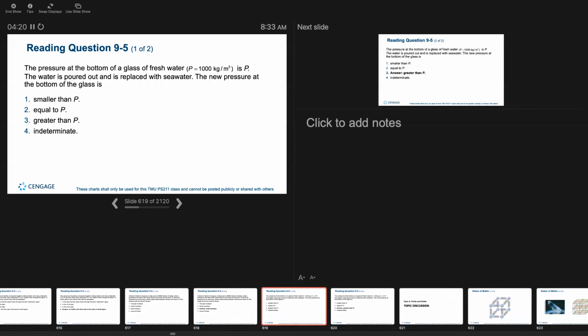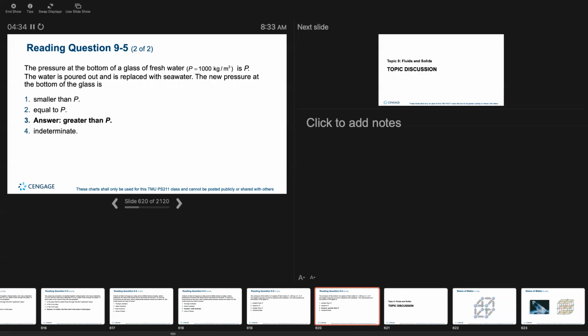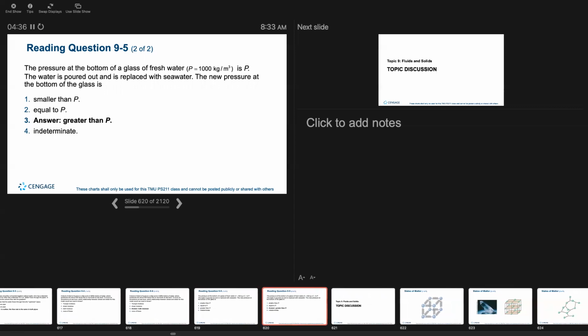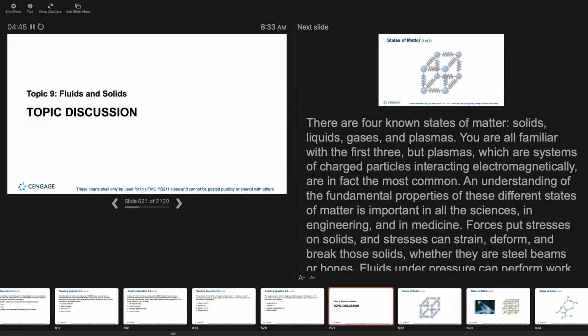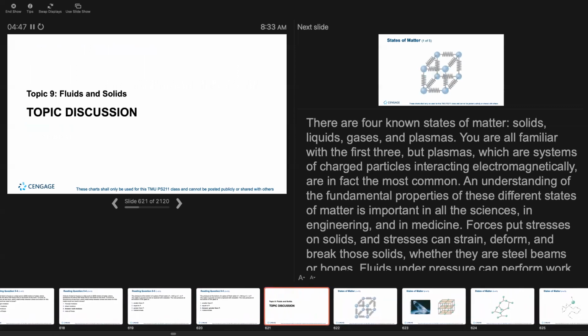So these are things that you'll get a chance to understand a little bit better as a result of this chapter. The pressure at the bottom of a glass of fresh water, where ρ is 1,000 kilograms per meter cubed, is P. The water is poured out and is replaced with seawater. The new pressure at the bottom of the glass is greater than P. So you can see that there is a difference between fresh water and salt water. And so we'll get some more insight as we go through the material in this chapter.